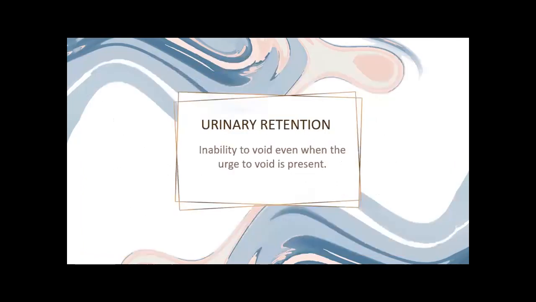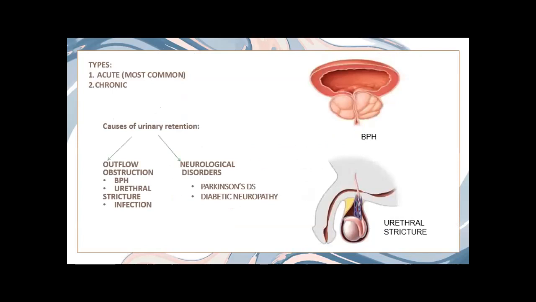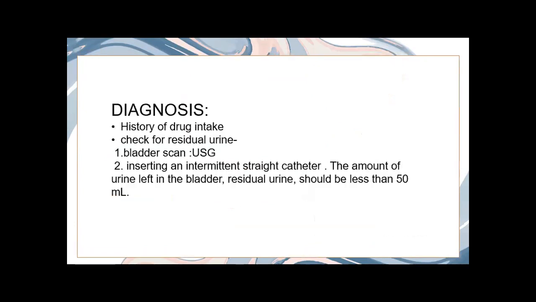So urinary retention is the inability to void even when there is an urge to void. It is basically of two types, acute and chronic, acute being the most common. Causes of urinary retention may be outflow obstruction or neurological disorders. Outflow obstruction could be because of benign prostatic hypertrophy, urethral stricture, or infection leading to inflammation. Neurological disorders like Parkinson's disease or diabetic neuropathy can lead to urinary retention.